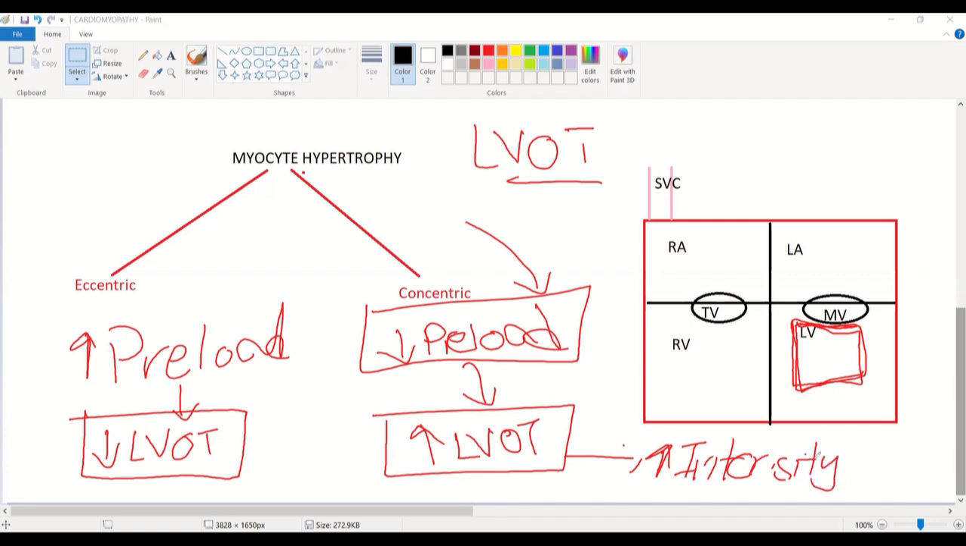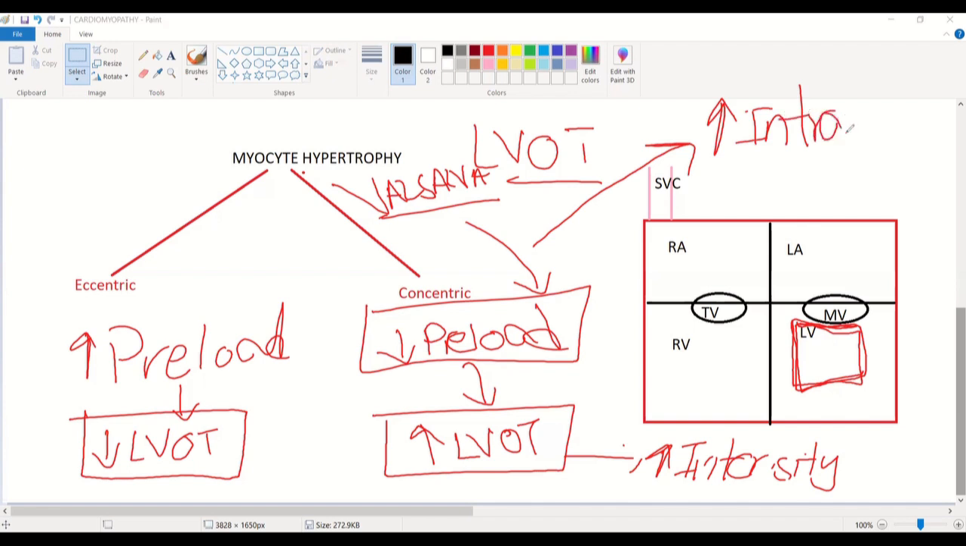Systolic ejection murmur is basically due to LVOT, left ventricle outflow tract obstruction. It is similar to aortic stenosis murmur, right? So which condition leads to decreased preload? Valsalva maneuver, right? Yes, the Valsalva maneuver. So how does the Valsalva maneuver decrease the preload? Because it increases intrathoracic pressure, right? Yes. Increased intrathoracic pressure.